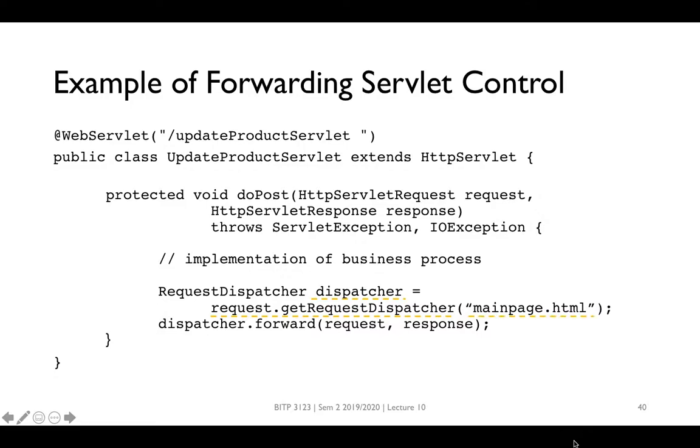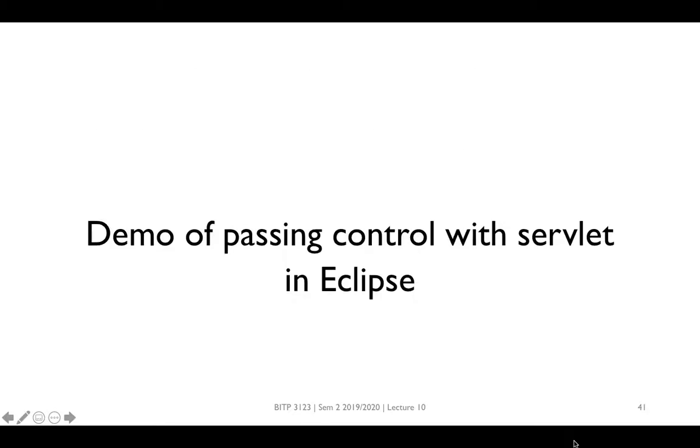Then, using the RequestDispatcher object, we invoke the forward method and specify a list of parameters required by the method. For example here, we specify request and response objects from HttpServletRequest and HttpServletResponse. Let's have a look at a demonstration of passing control with servlet in Eclipse.